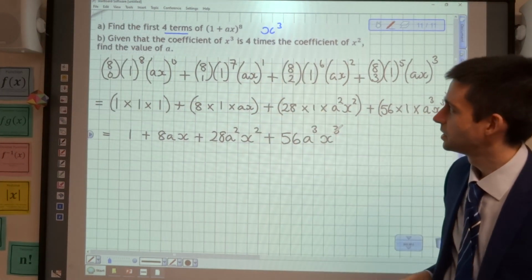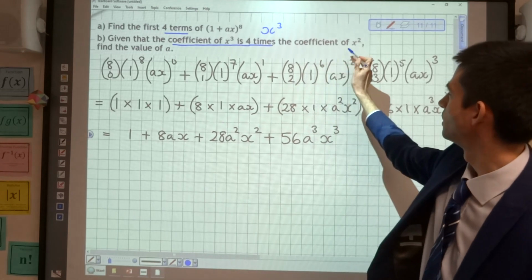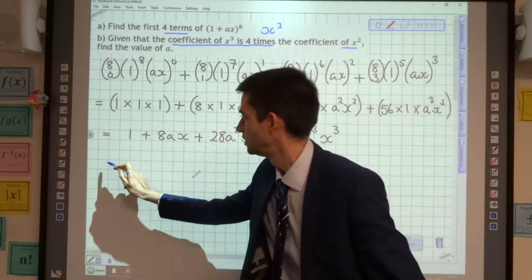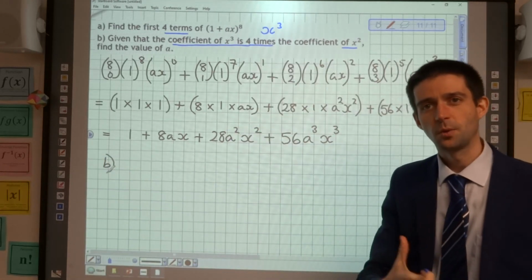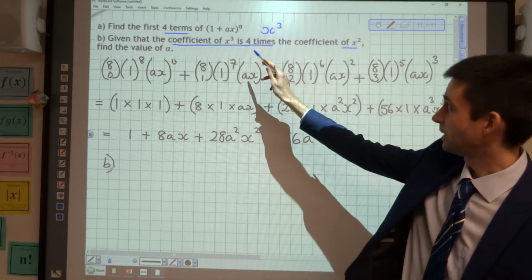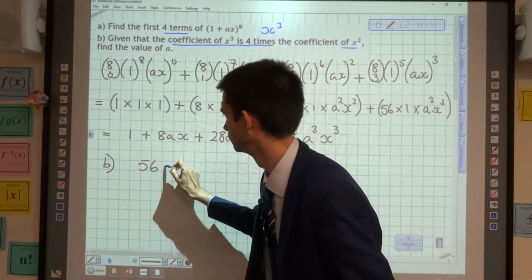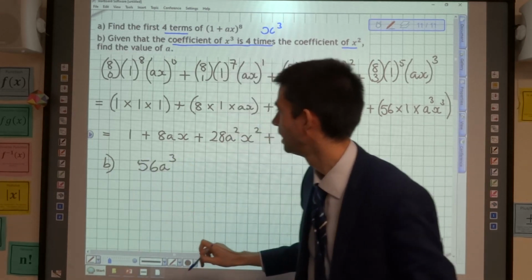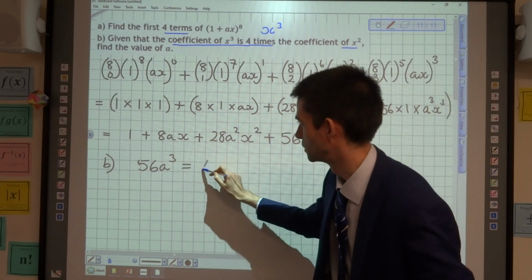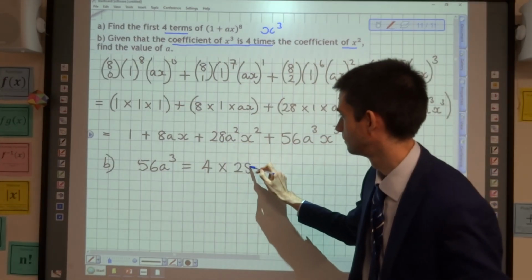Okay, part B, it says, given that the coefficient of x cubed is 4 times the coefficient of x squared, find the value of a. Now, the coefficient is just the number in front of x squared, x cubed, so it doesn't include the x squared or x cubed itself. So, the coefficient of x cubed is 56a cubed. And we're being told that that is 4 times the coefficient of x squared. So that is equal to 4 lots of the coefficient of x squared, which is 28a squared.